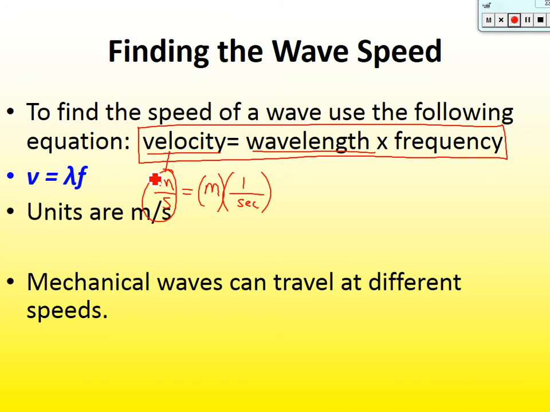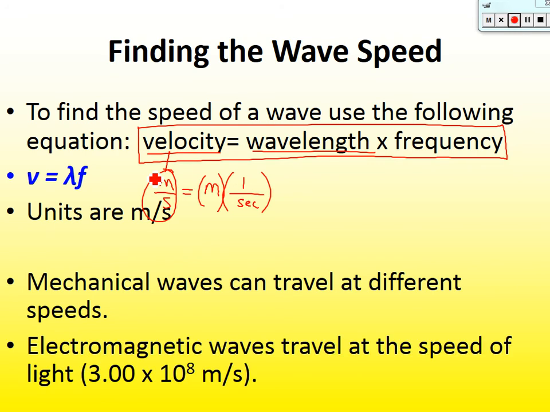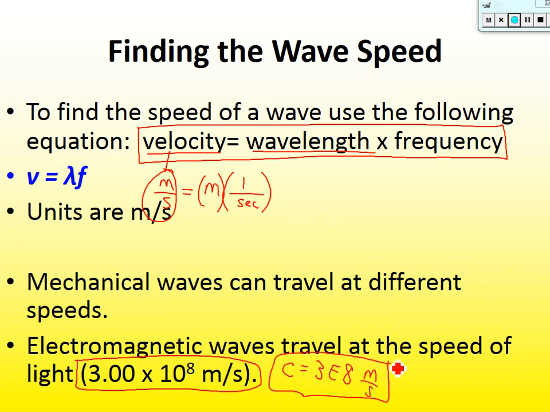Now remember, mechanical waves can travel at different speeds. Some are slow and some are kind of fast. But electromagnetic waves always travel at the same speed. What do we call this speed? The speed of light. Do you guys know what the speed of light is? Yeah, the speed of light is given the symbol c, and it's 3 times 10 to the 8th meters per second. Speed of light.